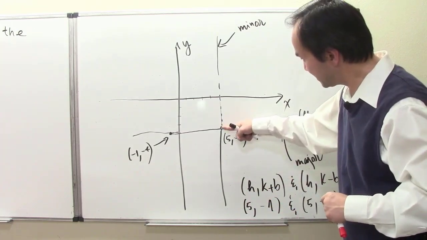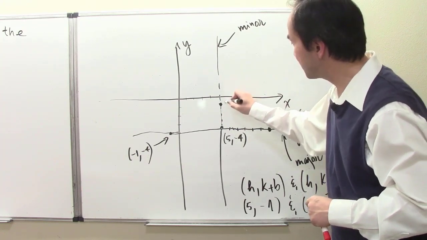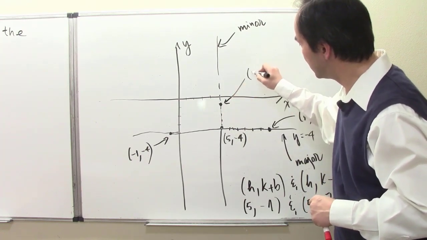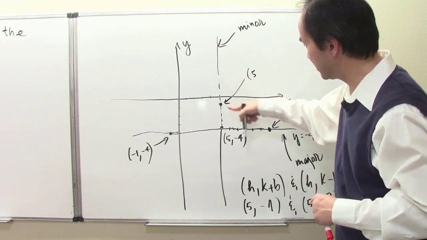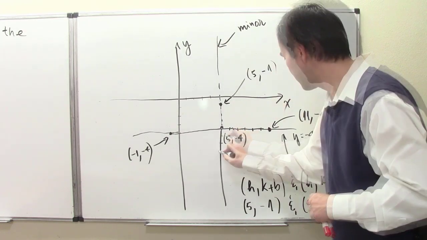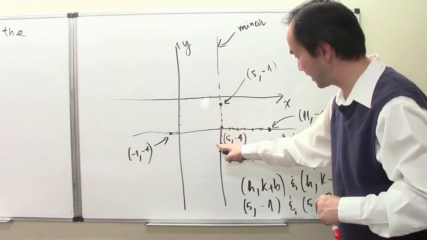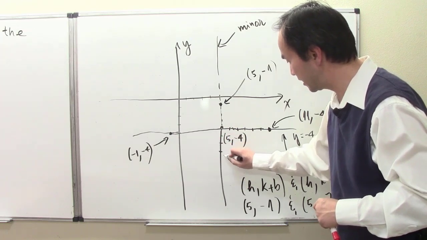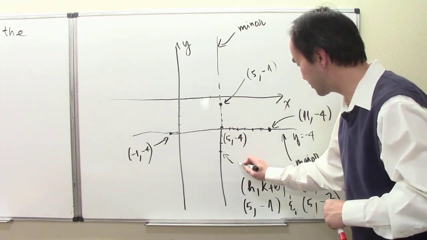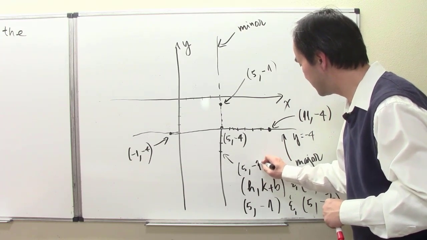So 5, comma negative 1 is a point right here. That point is one of our intercepts on the vertical axis. So it's negative 4 here, negative 5, negative 6, negative 7. Here we have another point of ours, being 5, comma negative 3.